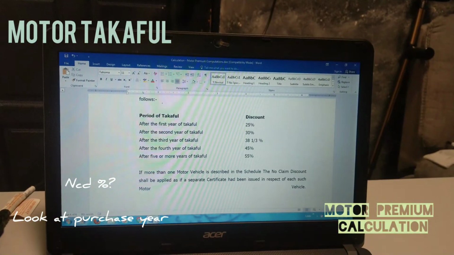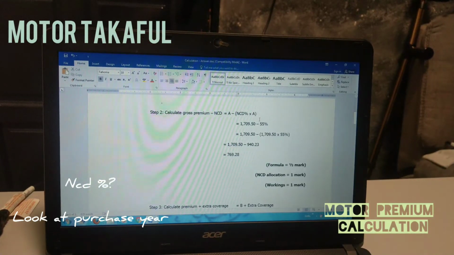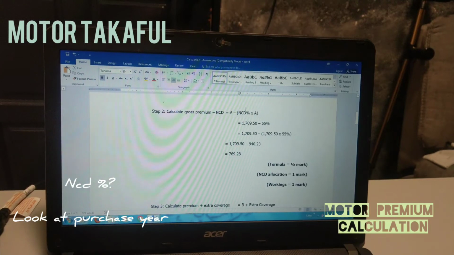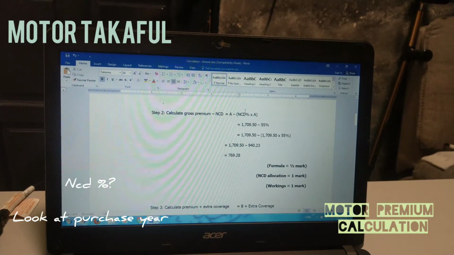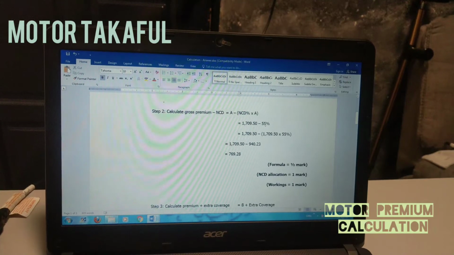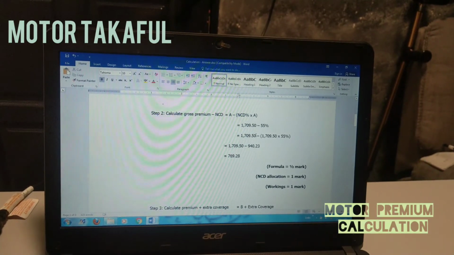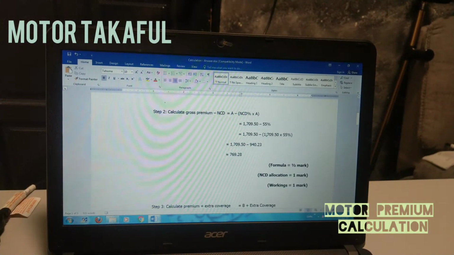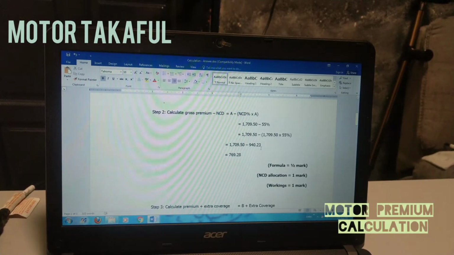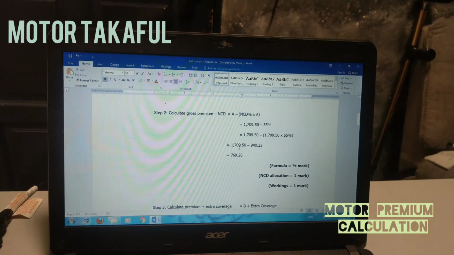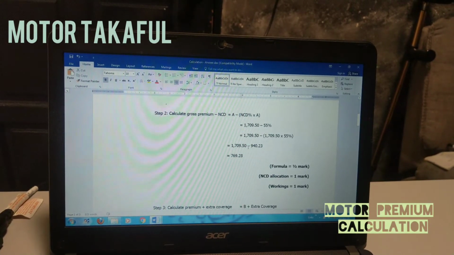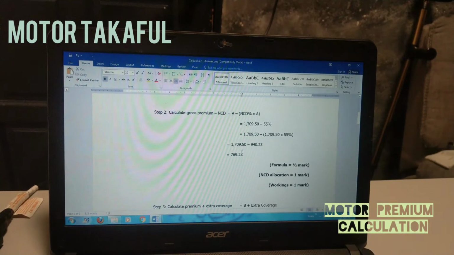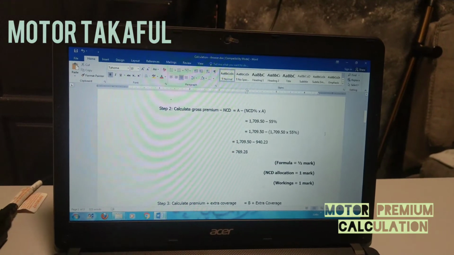So that is how we get the NCD percentage. The simplest way is to look at the purchase year as well as the year that the question asks you to calculate. So now 1709.50 minus 55% of it, which is 940.23. So 1709.50 deduct 940.23, you get 769.28. So you have step 2.